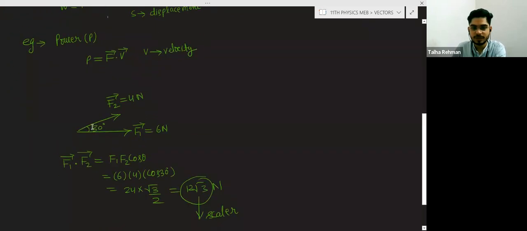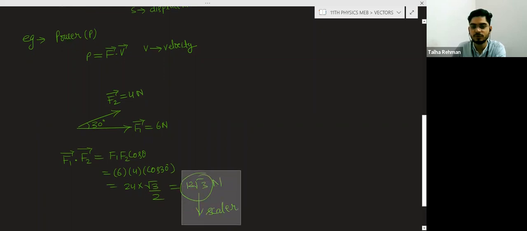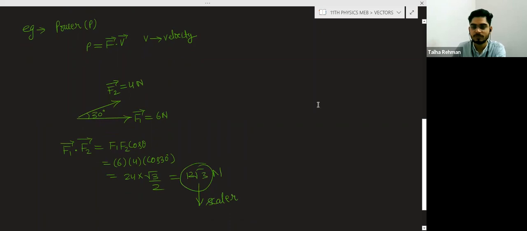Suppose here is one force of 6 Newton, here is another force of 4 Newton, and the angle between them is 30 degrees. So the dot product of F1 and F2 is given by magnitude of F1, magnitude of F2, cos 30. When you put in the values, you get only a numerical value, the magnitude.